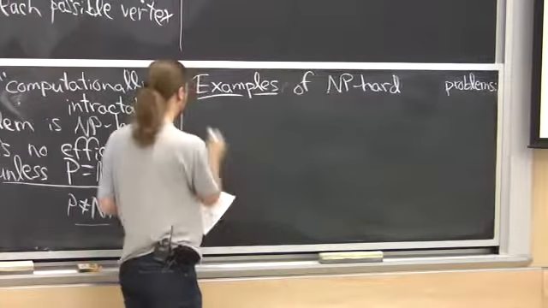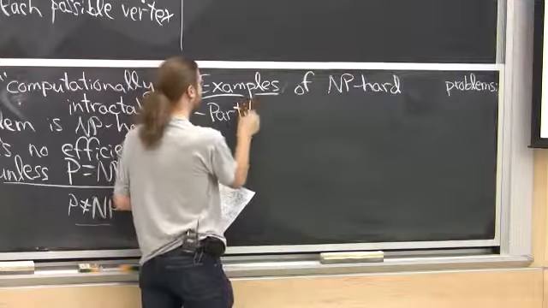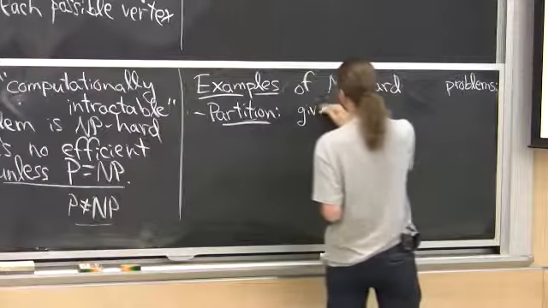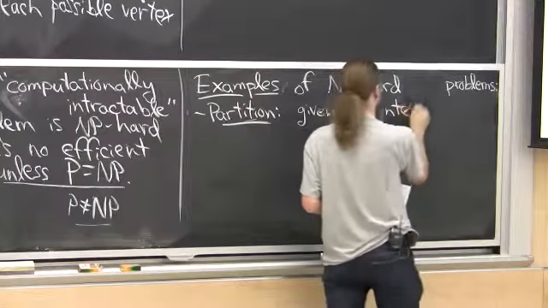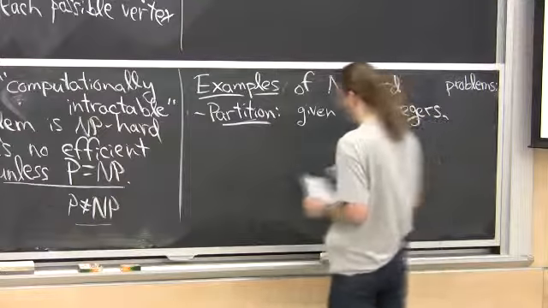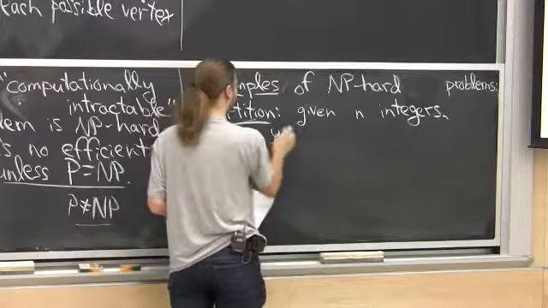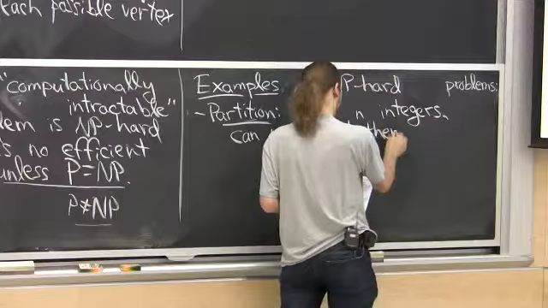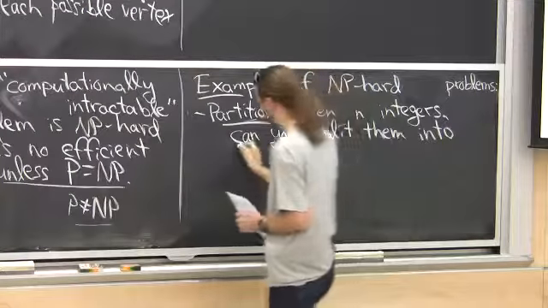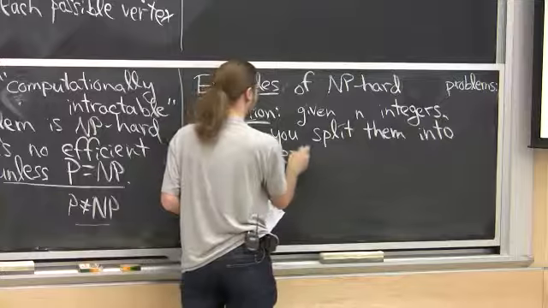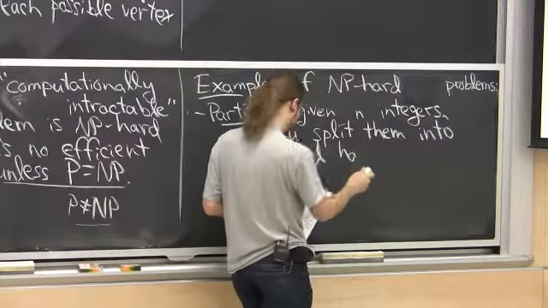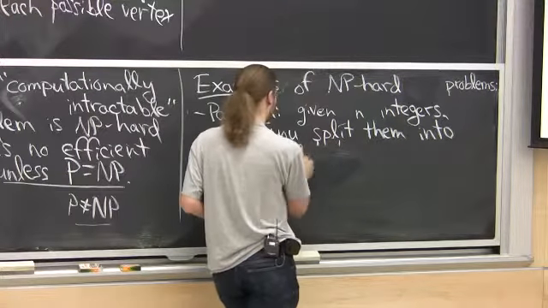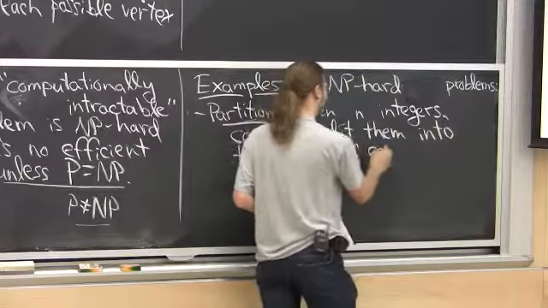So I'm going to need three problems today. I'll start just by defining two of them, which you've probably seen before. One is called partition. I give you n numbers. I want to know, can I split them into equal halves? To be a little more precise, two halves of equal sum.